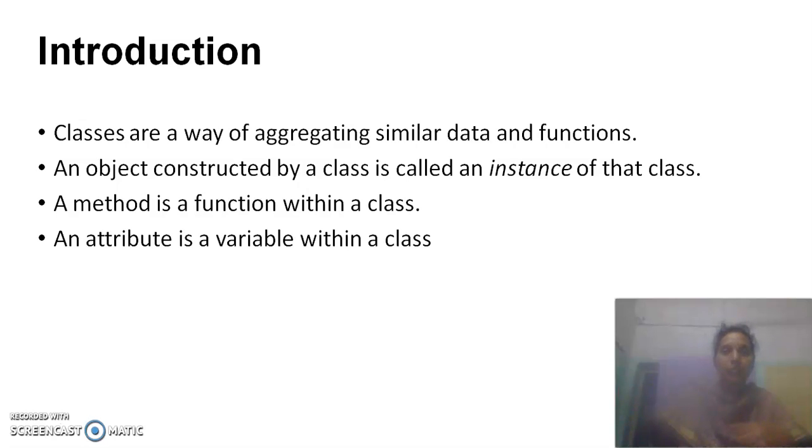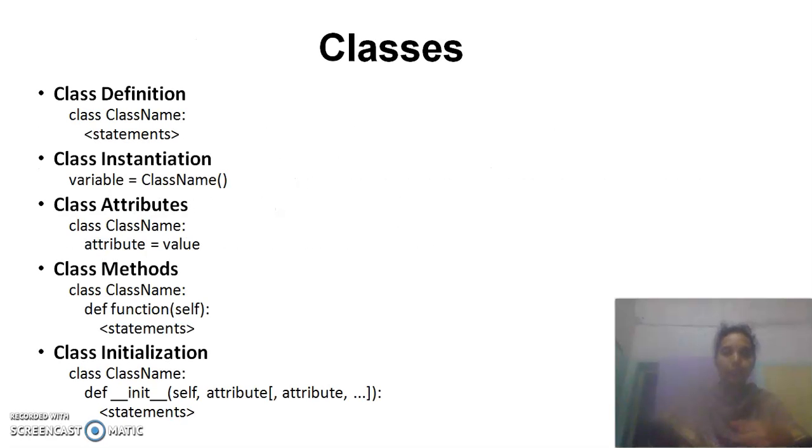Here we have two types of class members. They are method and attribute. A method is a function within a class, and an attribute is a variable within a class. To define these terminologies, let's discuss them one by one.